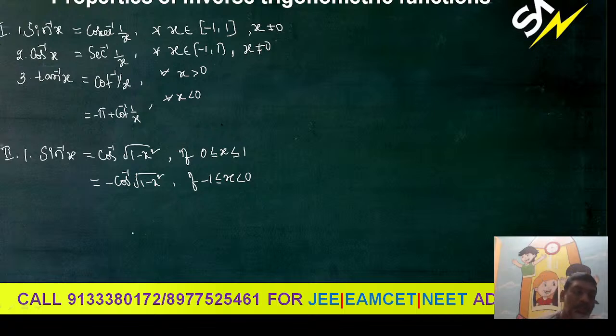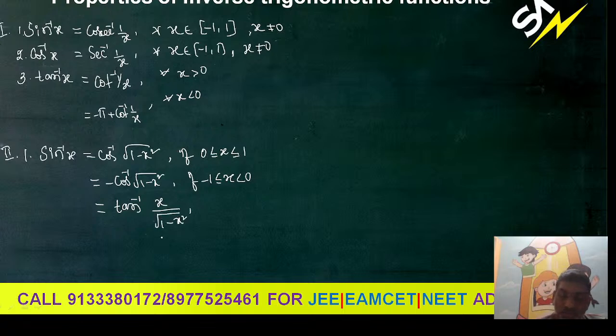Okay, and next, the second formula is cos inverse of x. If you want to express the same formula in terms of tan also, you can express it. Tan inverse of, what do you get? x divided by under root of 1 minus x square.